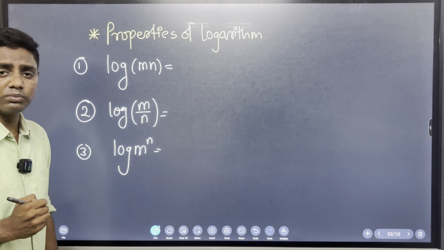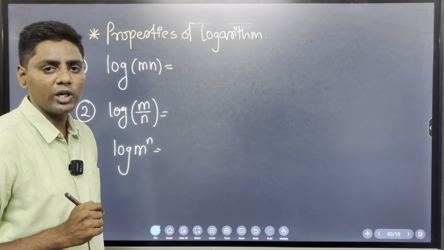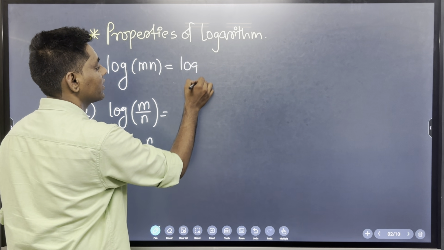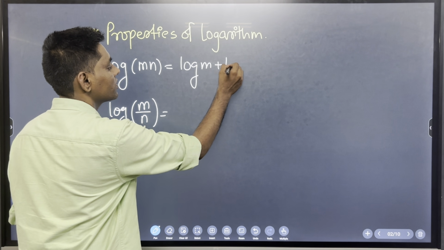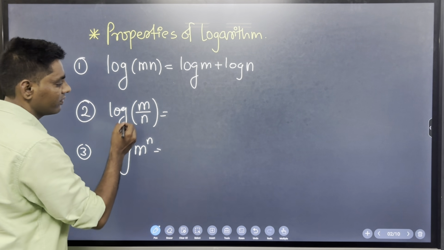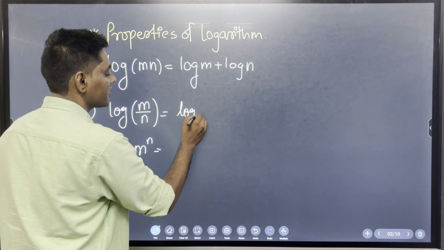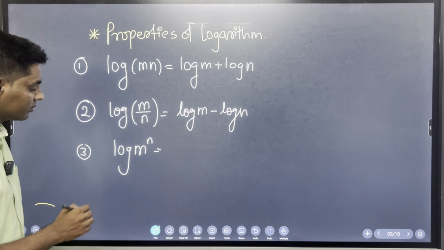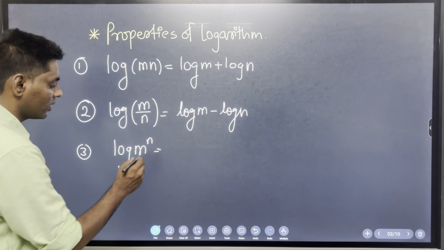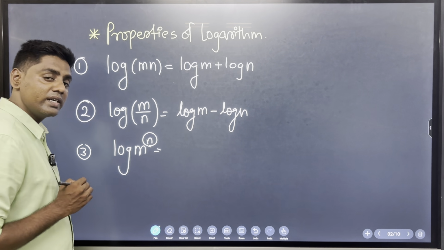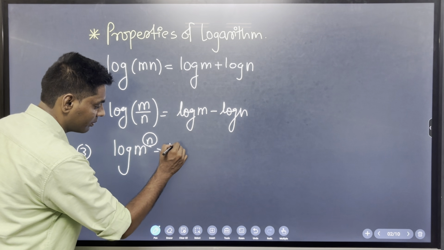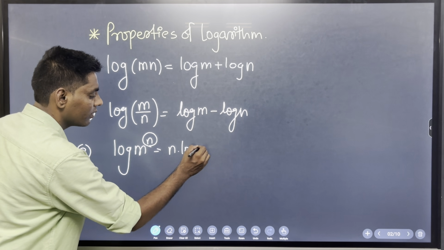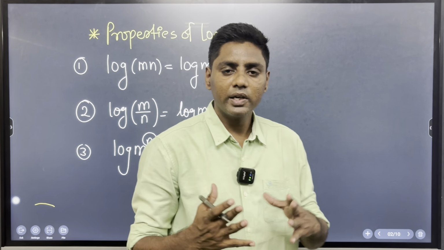Remember property number one: whenever there is log of m into n, the product of two terms or two functions, you can solve it by using log of m plus log of n. Next property: whenever there is a division, the answer is log of m minus log of n. And next, when the log term is raised to a power, write down that power, the index, as a multiplication. So the property is n into log of m. By using all three properties, you can solve the question.